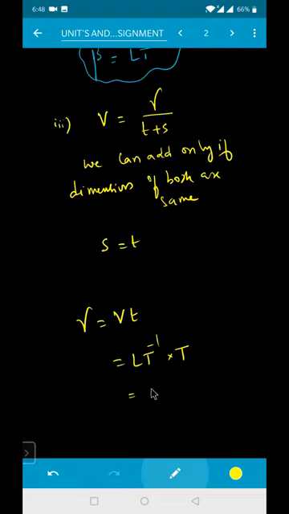They'll get cancelled, sir. T and T, this one gets cancelled. So the dimension of gamma will be equal to how much for me here? When I'm adding this, we can add if and only if both of them have the same dimensions. So what is the dimension of S? It will be equal to beta time. Then only you can add. That means this total term dimension is always T for me.